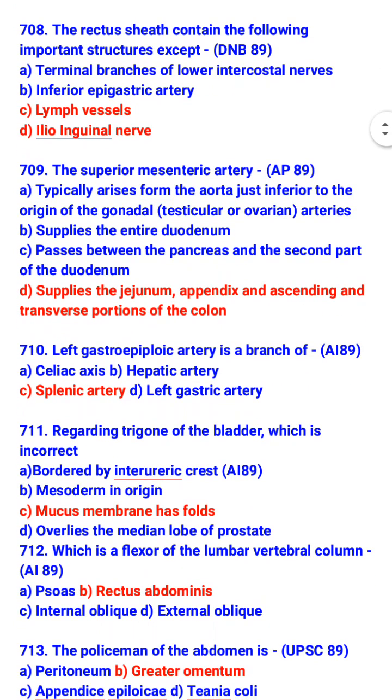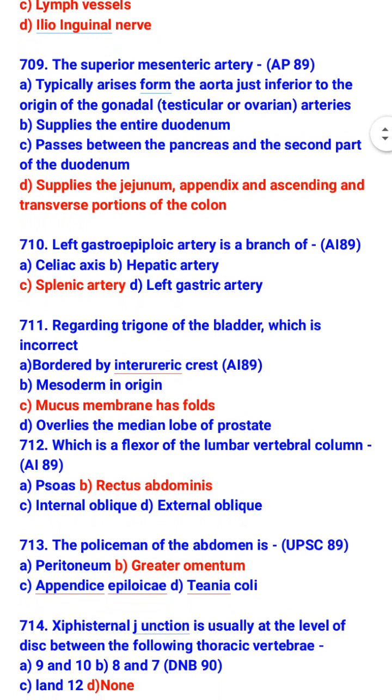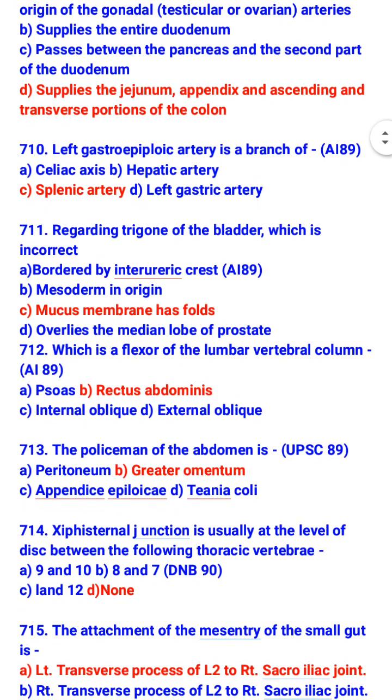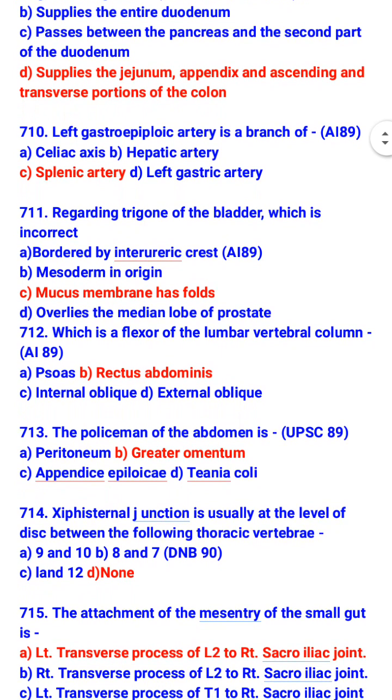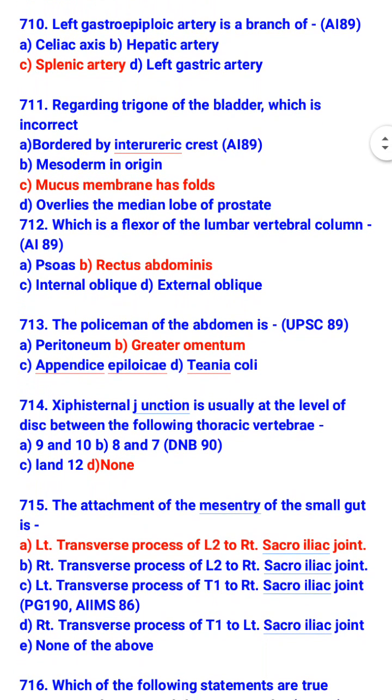Left gastroepiploic artery is a branch of splenic artery. Regarding trigone of the bladder, which is incorrect? Mucous membrane has folds is incorrect. What is correct is bordered by interureteric crest, mesoderm in origin and overlies the median lobe of the prostate. Which is a flexor of the lumbar vertebral column? Rectus abdominis. The policeman of the abdomen is greater omentum.